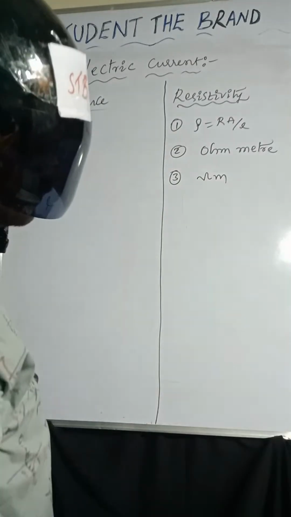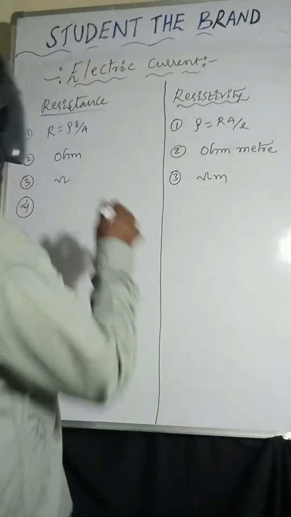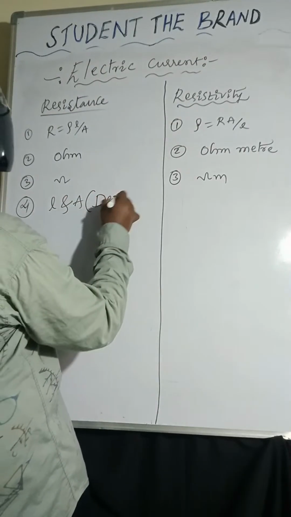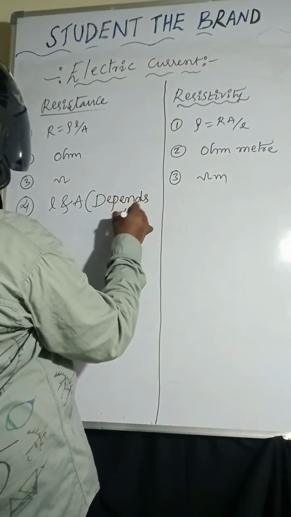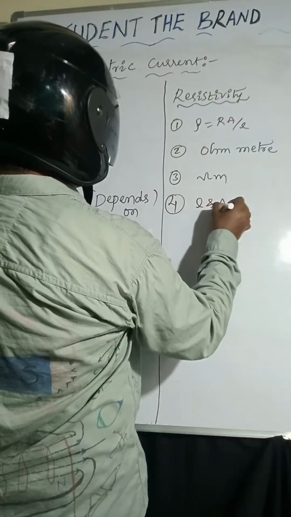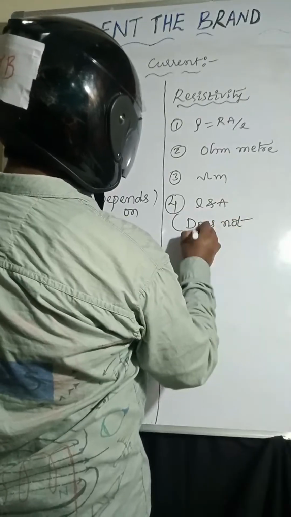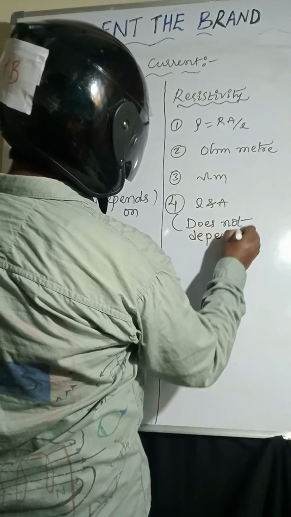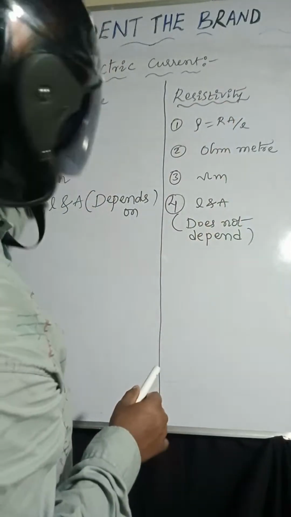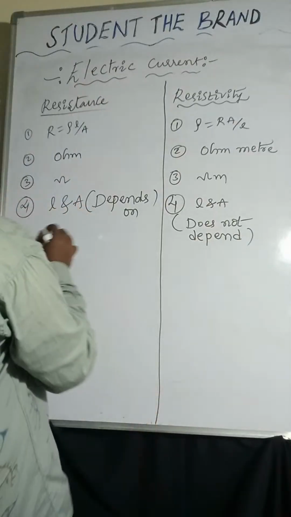So resistance depends on length of the conductor and area of the cross section. Fourth one: resistance does not depend on... So resistivity does not depend on length and area. Resistance depends on length and area.